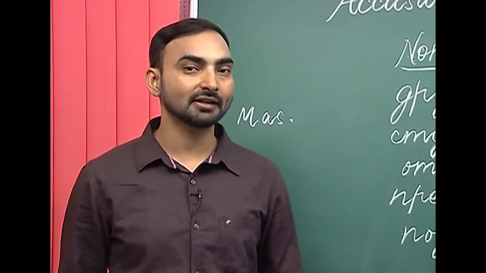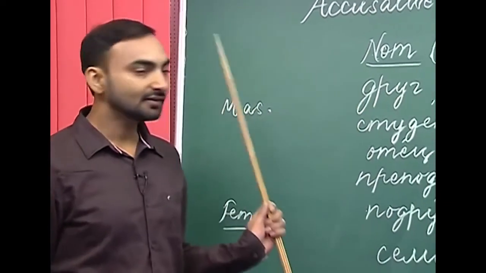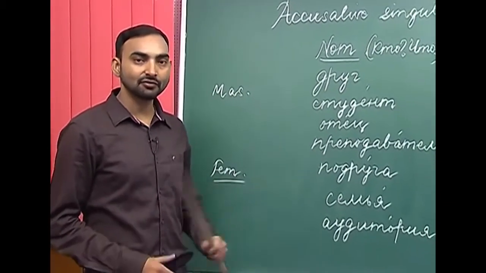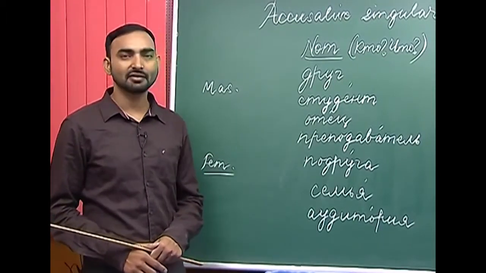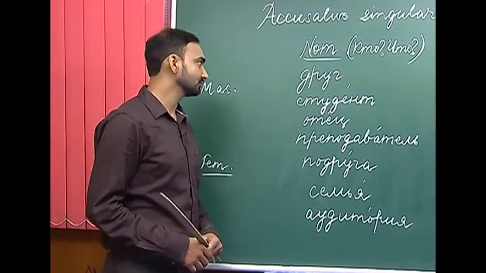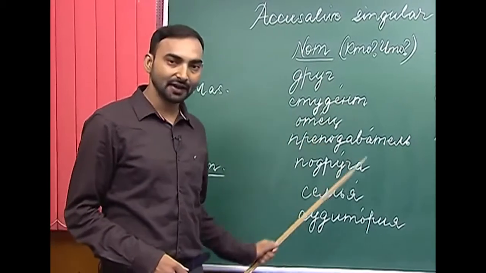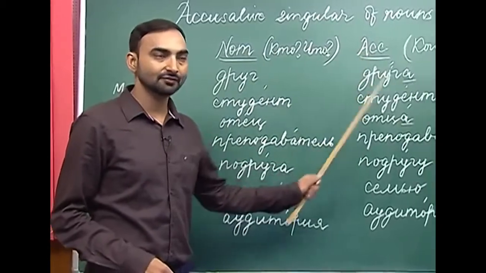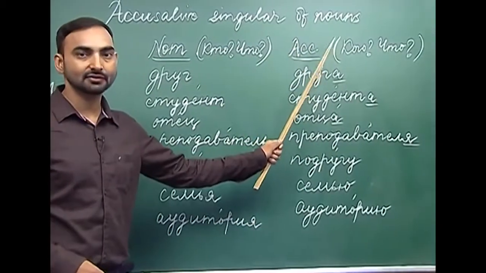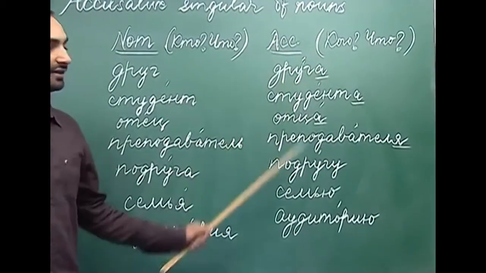Now let us look at the nouns which change their form in the accusative case. There are some masculine and feminine nouns which change their forms when used in the accusative case, as the direct object. So here are the nominative case forms of those nouns and here are the accusative case forms. I have written the questions to which these nouns answer.